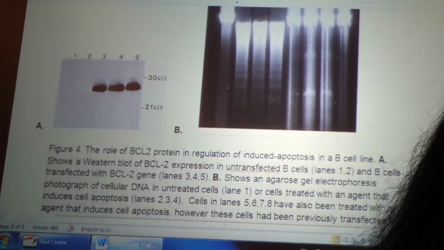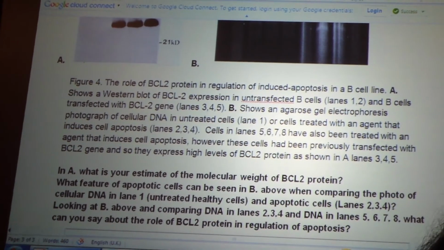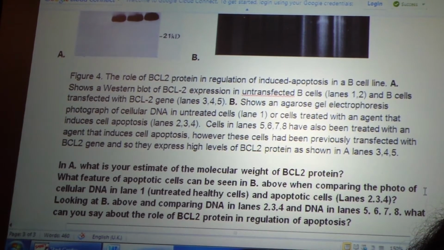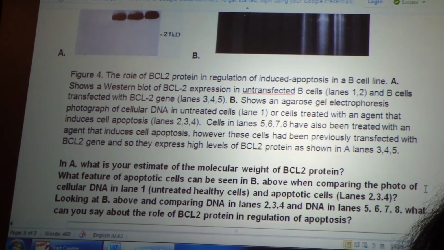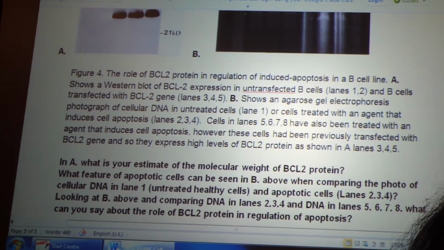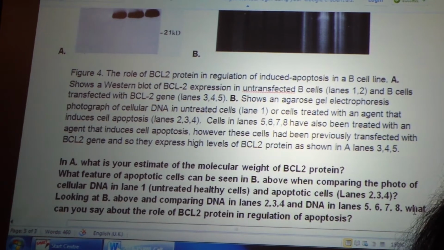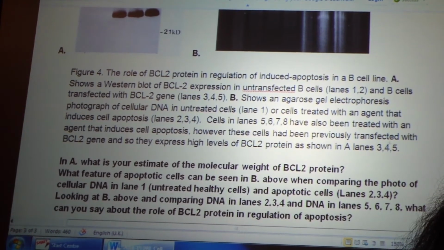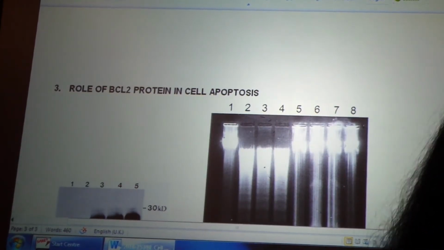Okay, but then the last question is quite an important question, and it says, looking at B and comparing DNA in lanes 2, 3, 4 and DNA in lanes 5, 6, 7 and 8, what can you say about the role of BCL2 protein in regulation of apoptosis? Now, maybe I should just clarify that a bit.